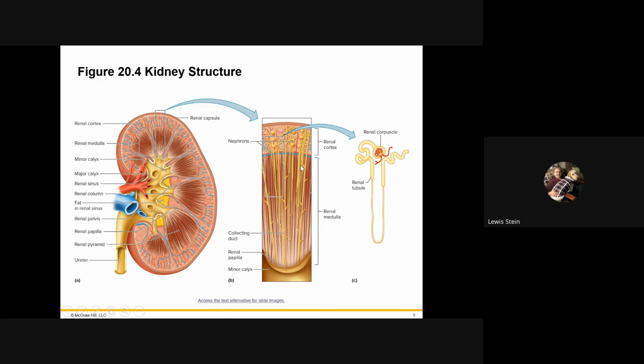There's blood vessels in there. There's something called collecting ducts in there. A lot of these structures. So you have collecting ducts, and the fancy name of the tip of this is called the renal papilla.